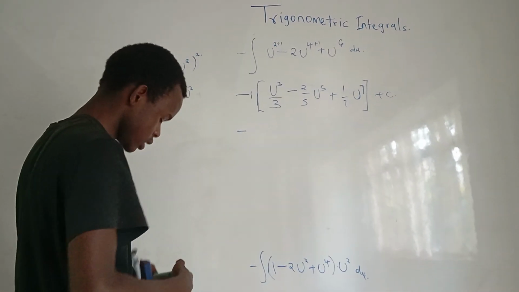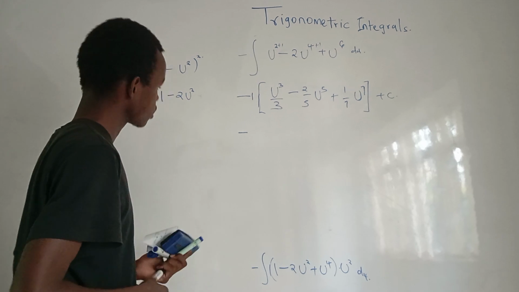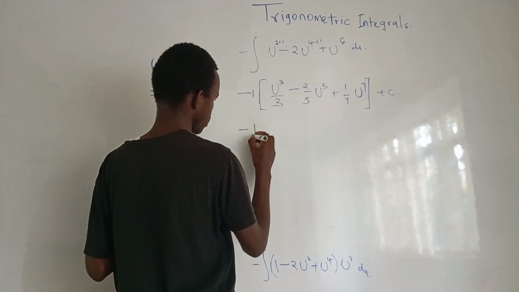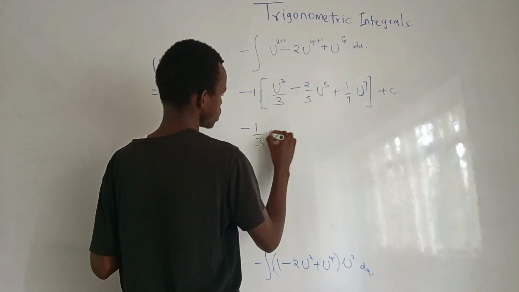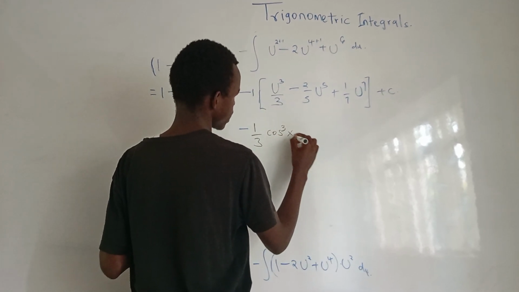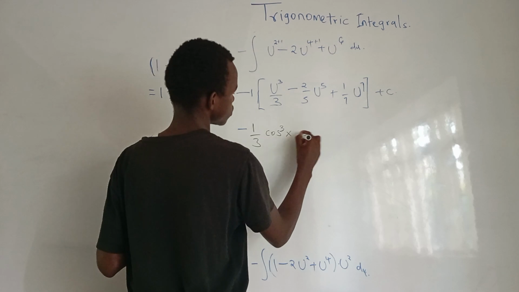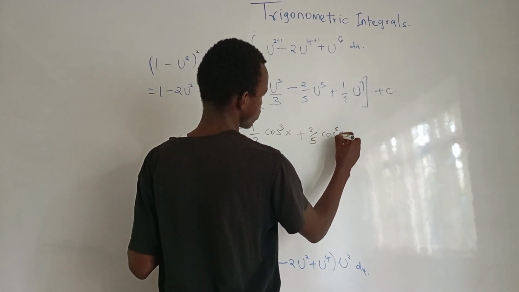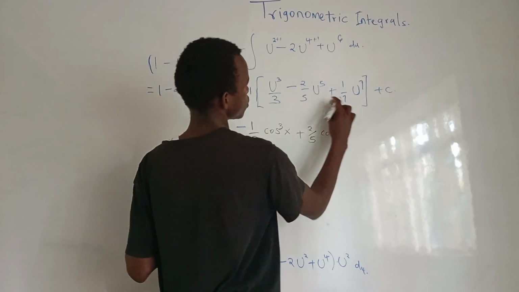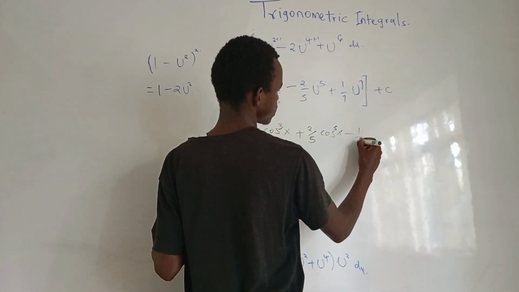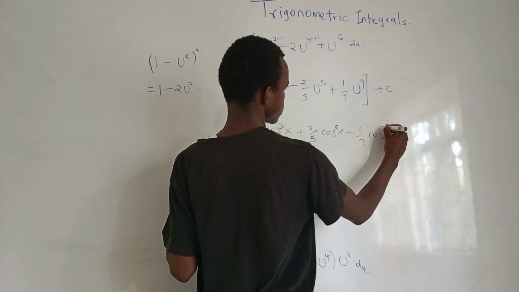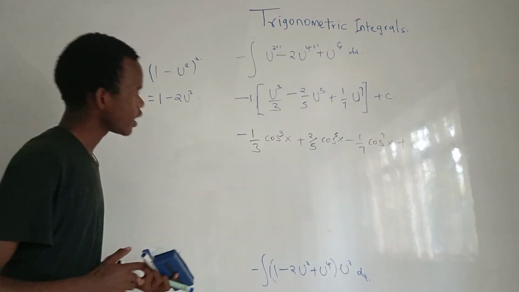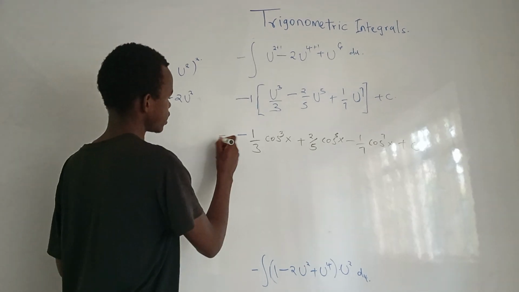Let me write in a black pen. It will be negative 1 over 3, but what is our u? It's cos of x, so cos cubed of x. Then negative with the negative, it will be positive 2 over 5 cos to the 5 of x. Negative with the positive, it will be negative 1 over 7 cos to the 7 of x plus a constant c. So this is our answer.